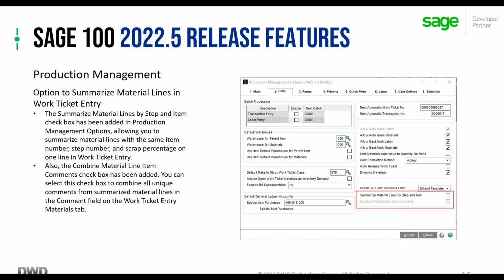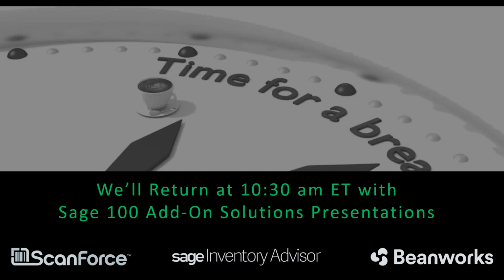They've added options to summarize material lines in work order. So again, that's an entry. It's an option. Summarize the material lines by step and item. Comment checkboxes have been added, different things like that. So again, what you're seeing is there's been a lot of push on this release, the next one a little bit more, to get production management where, ooh, no, don't hit that button.